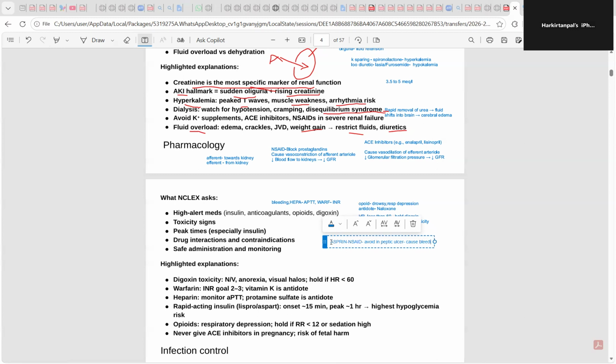So NSAIDs and aspirin are not recommended for a patient with peptic ulcer or gastric ulcer, because they can cause bleeding. In case of esophageal varices, in such cases also aspirin and NSAIDs are not recommended. Why? Because they can cause bleeding.